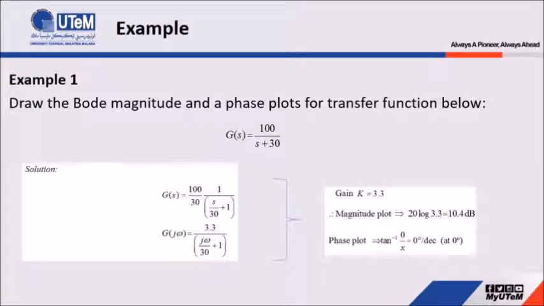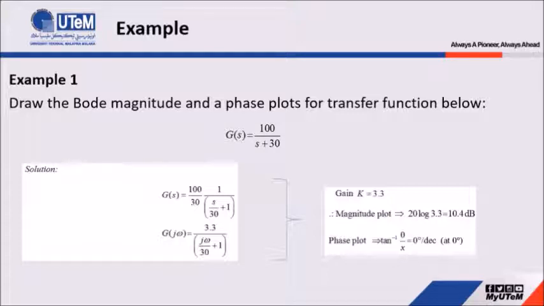So we continue our discussion about Bode plot based on the previous lecture about how to draw the Bode magnitude and phase. Let us look at this simple example with G(s) equal to 100 divided by s plus 30, and this is a first order system.